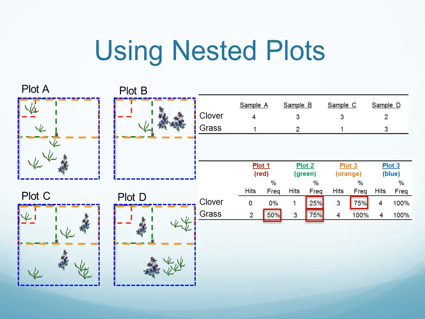Now, of course, we would not make these assessments using only 4 quadrats, but what this tells us is that for now we could actually use just one size quadrat, plot 2, to estimate both clover and grass.